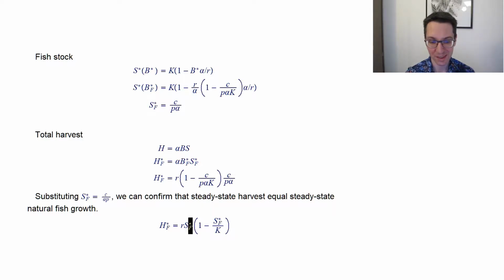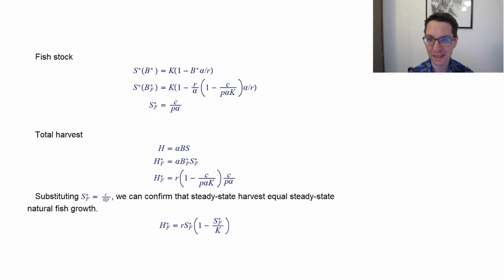Yeah, it should. This is the expression for the natural growth rate of the stock of fish without harvesting, and in steady state, in equilibrium. So this has to be equal to harvest, and this is exactly what we find. So harvest with free entry equals steady state natural growth of fish with free entry.